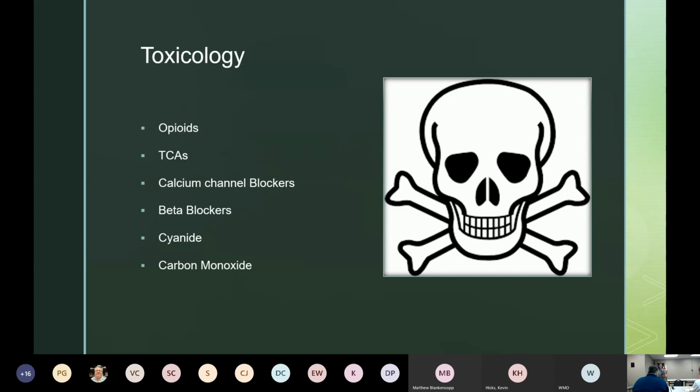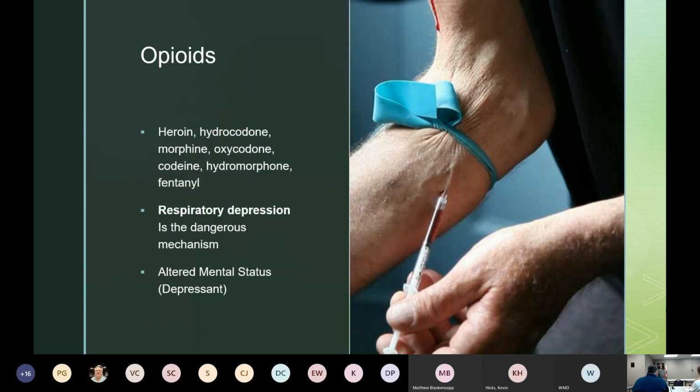These are the topics we'll cover: opioids, TCAs, calcium channel and beta blockers, cyanide, and carbon monoxide are going to be the big topics that we're going to cover today. So opioids, as y'all know, there's a huge epidemic right now ongoing. There's a lot of prescriptions given out for pain control in the late 90s, and that's what some people now thought of as what has kind of started the opioid epidemic. And now that we're starting to cut back on some of the prescriptions we're giving, those people that were initially dependent and abusing prescription drugs are now having to go to other street alternatives.